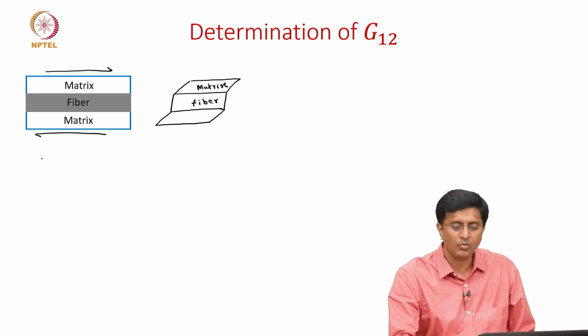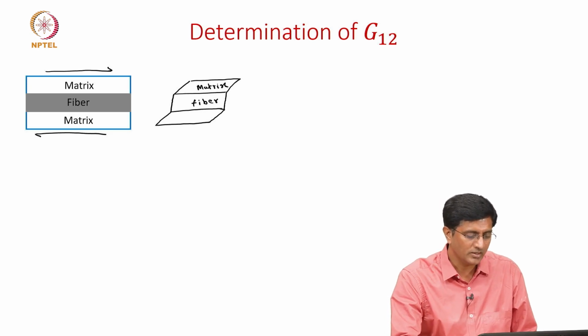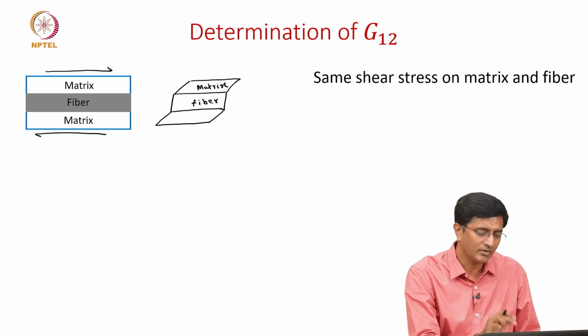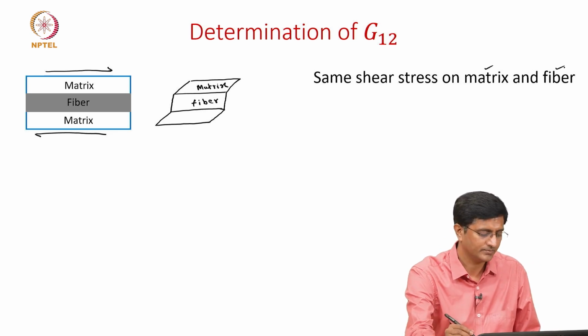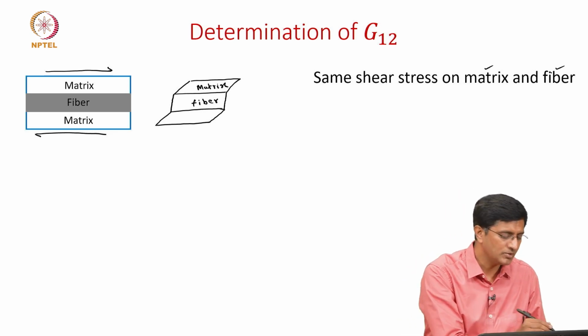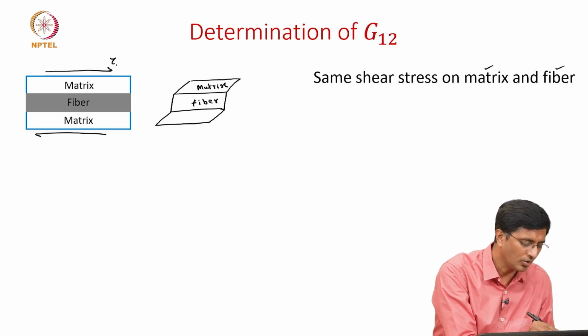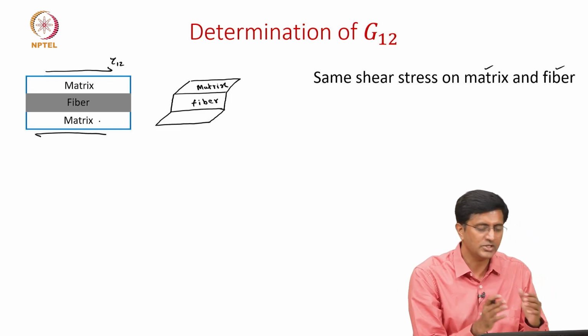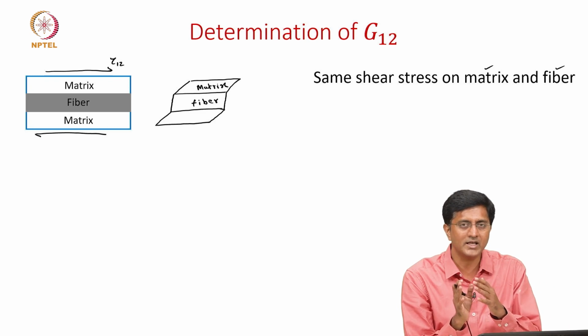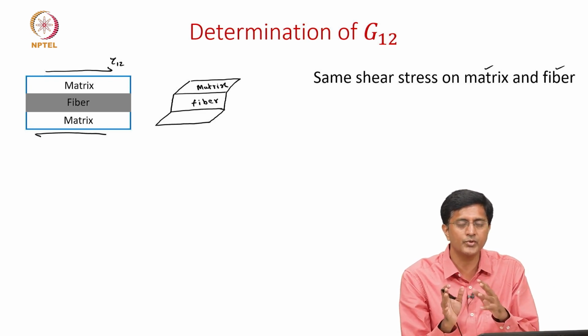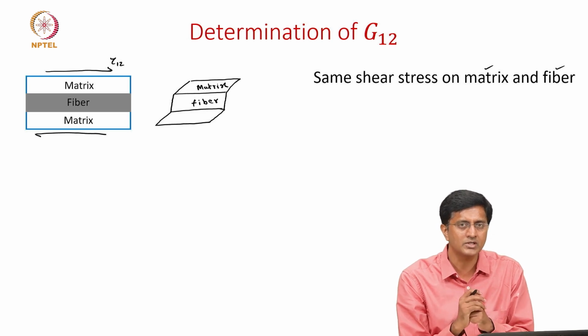Okay. So what are the assumptions we are making here? We say both have the same shear, both the matrix and fiber. So you apply the same shear stress. Let's say we are talking about tau 1 2. The same shear stress will be applied for the matrix as well as the fiber. Here we are not distributing the shear stress, but the entire shear stress is applied on each of these constituents.